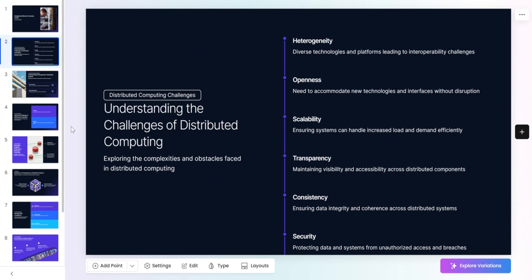There are various challenges in distributed computing. Majorly we can see heterogeneity, openness, scalability, transparency, consistency and security. This is all related to computer networks and the data we see across the network.